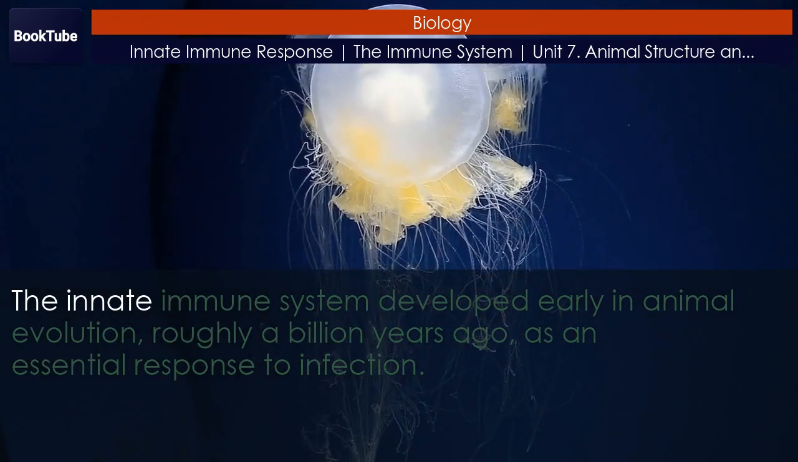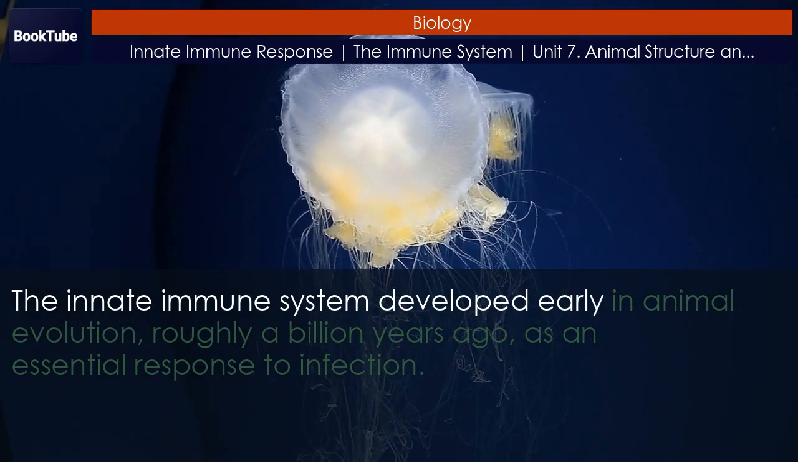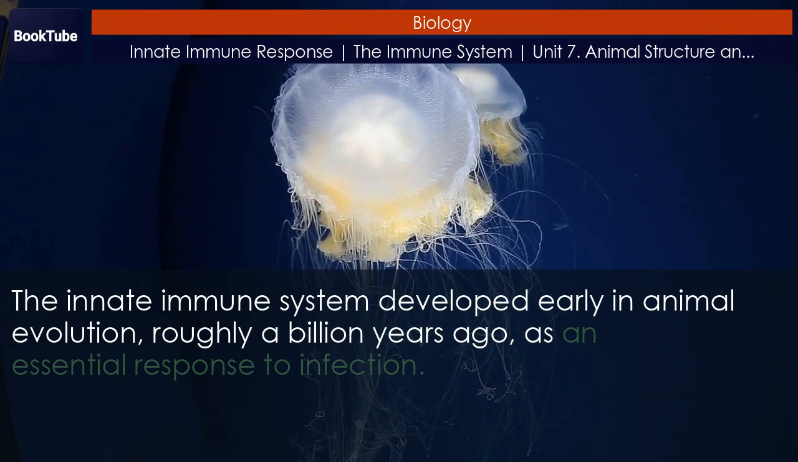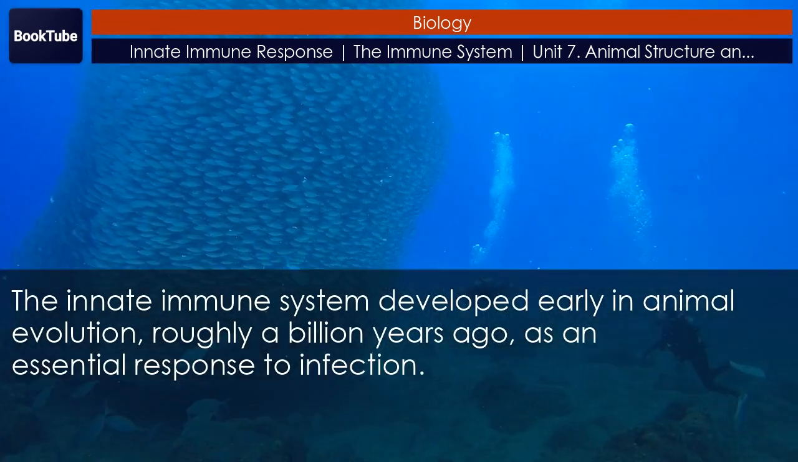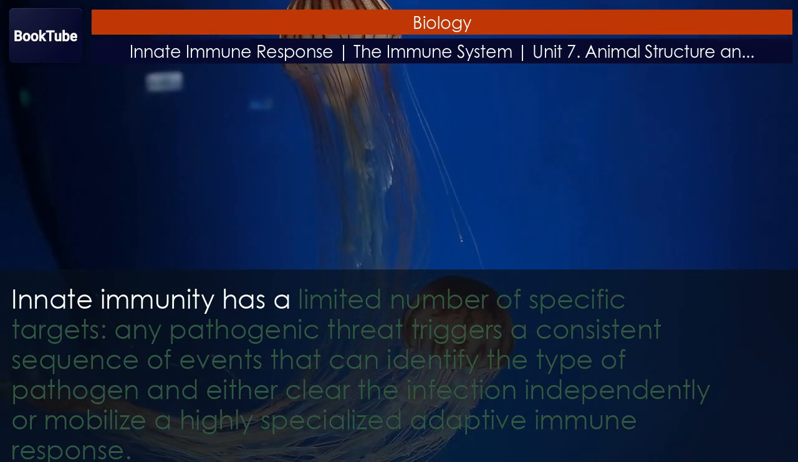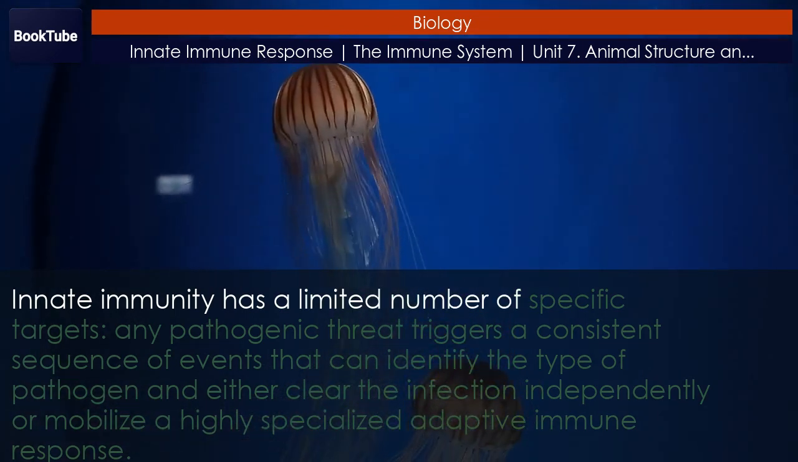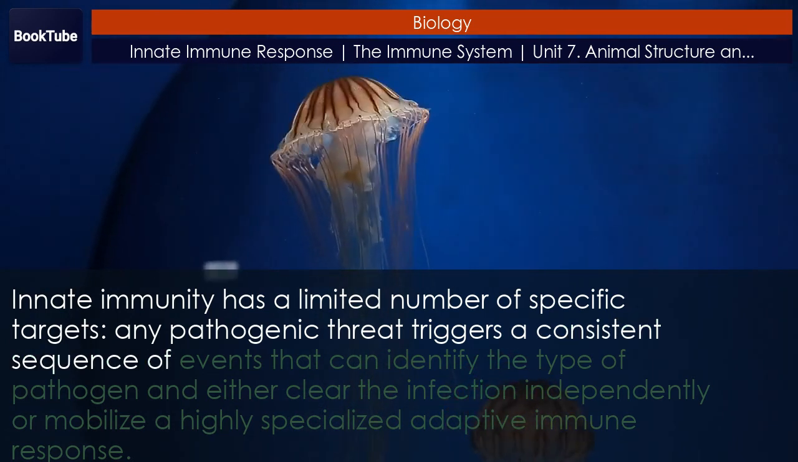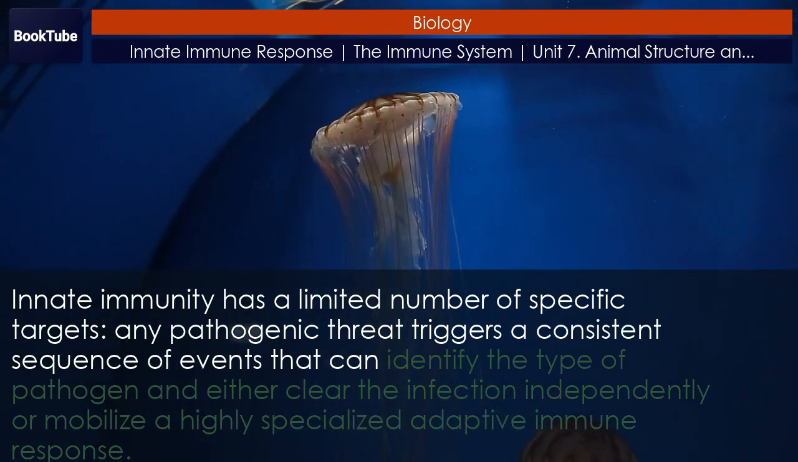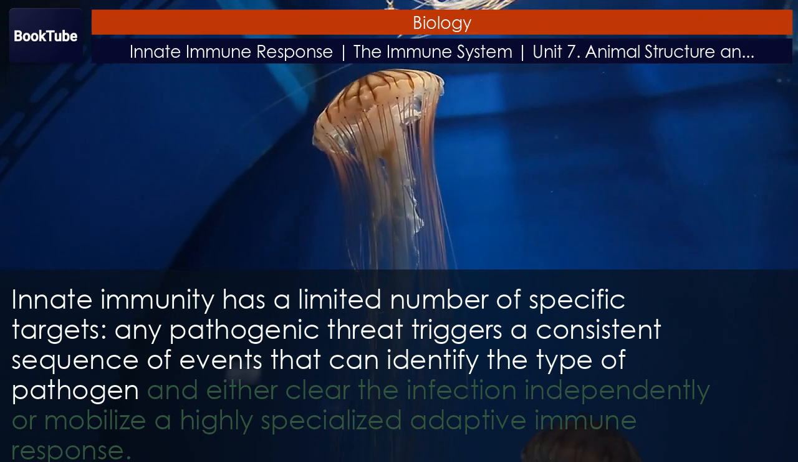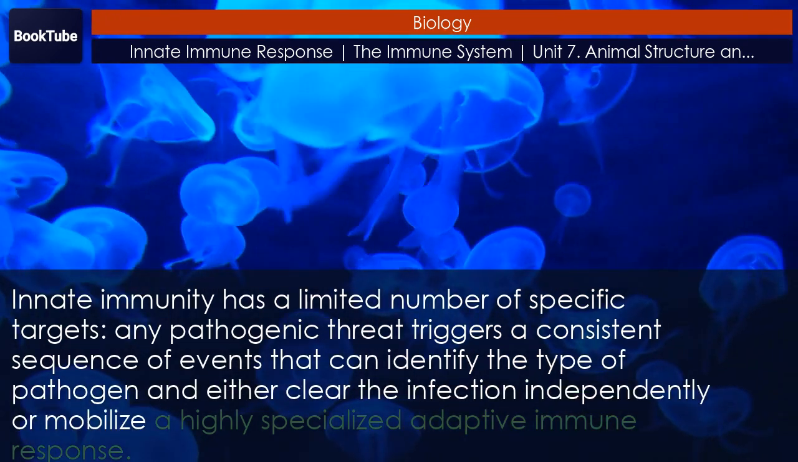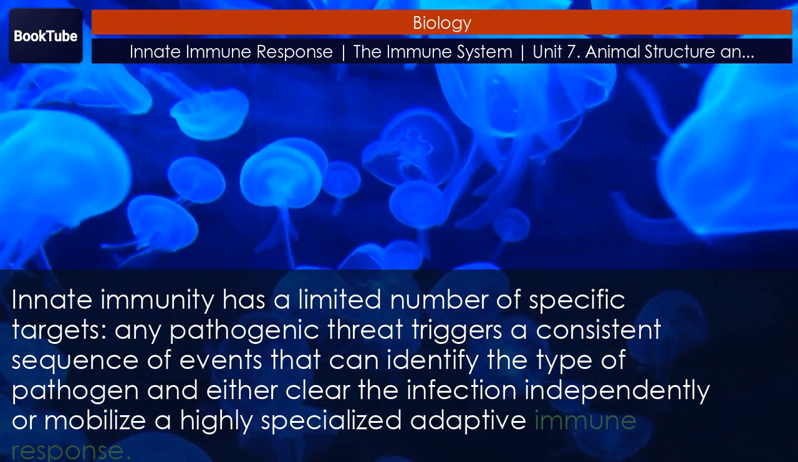The innate immune system developed early in animal evolution, roughly a billion years ago, as an essential response to infection. Innate immunity has a limited number of specific targets. Any pathogenic threat triggers a consistent sequence of events that can identify the type of pathogen and either clear the infection independently or mobilize a highly specialized adaptive immune response.